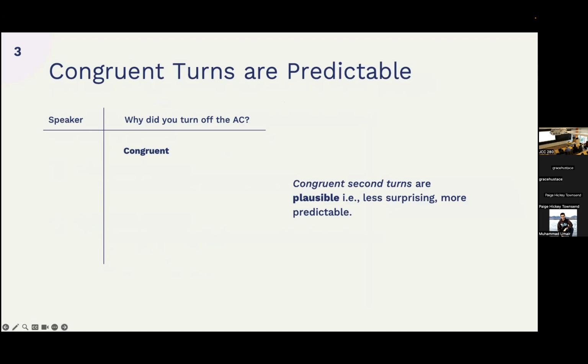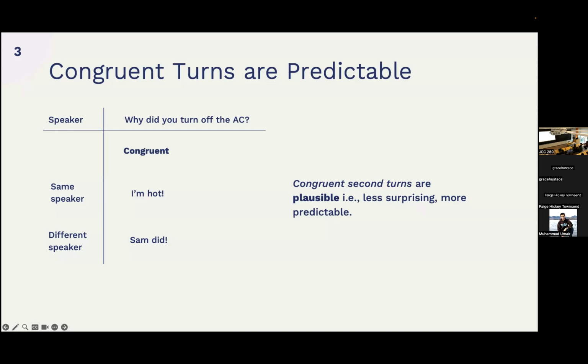So what do I mean by this? Imagine that there's a speaker who says, "Why did you turn the AC off?" And then the same speaker says, "I'm hot." That makes sense because they're explaining why they asked the question. And then if a different speaker says, "Sam did," that also makes sense because they're responding to the original question. And these are congruent second turns. They are plausible. They're less surprising.